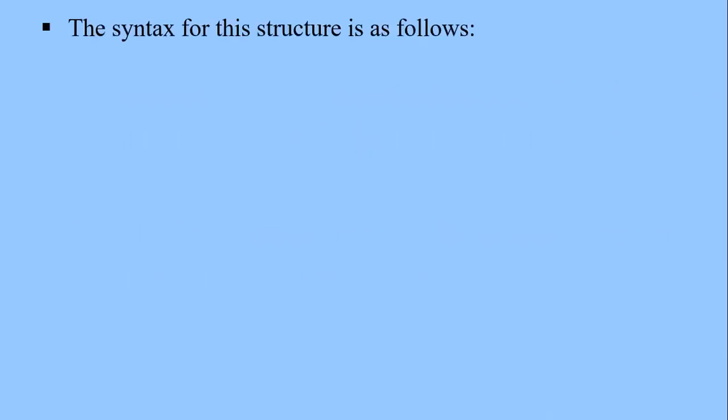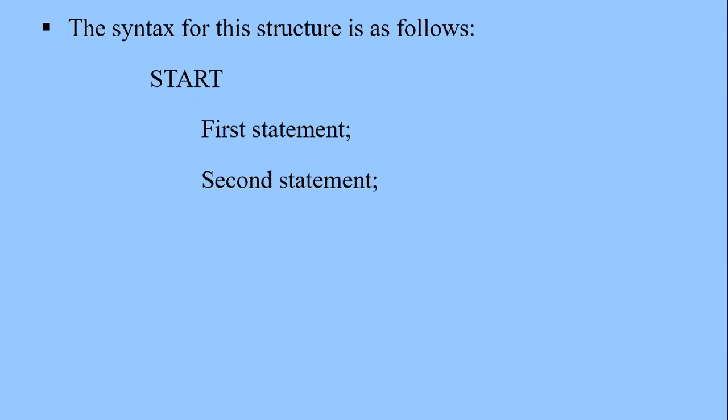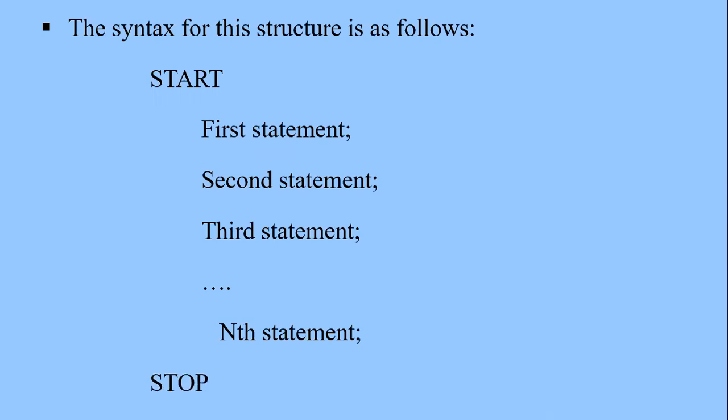The syntax for this structure is therefore as follows. We have the start, and then we execute the first statement, second statement, third statement, and we proceed in that order until we execute the very last statement, which I'm calling the ninth statement, and then the program ends. Therefore, what this syntax informs you is that when the processor is executing a sequence control structure, the instructions are executed one after the other in their order of arrangement within the source code, without skipping any statement and without making any selection.